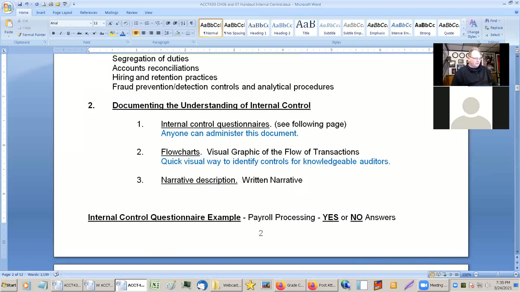Narrative descriptions. The advantage of this one is anyone can read it. If you hand somebody the internal control questionnaire, or a flowchart, unless they're into auditing, they're not going to understand what that is. It's too specific, but the narrative is just written out.